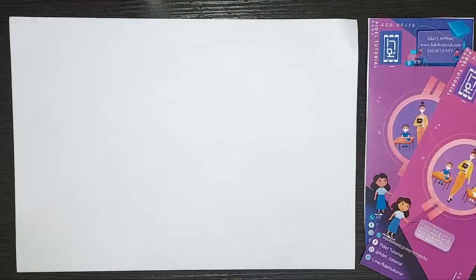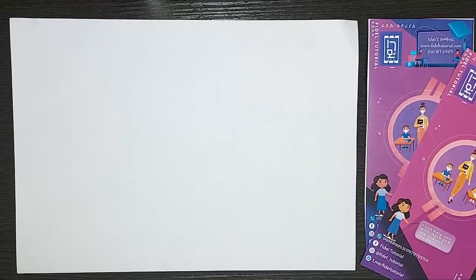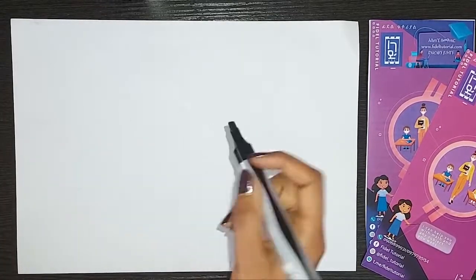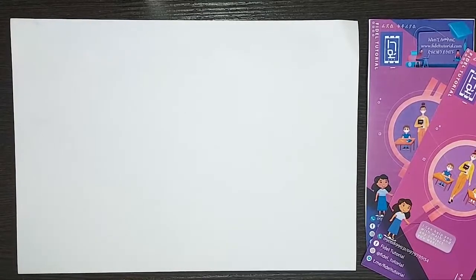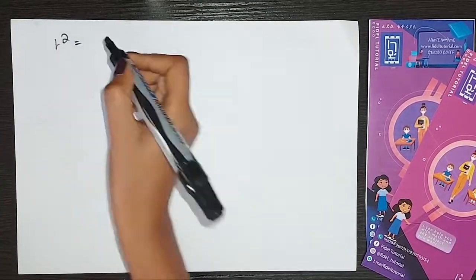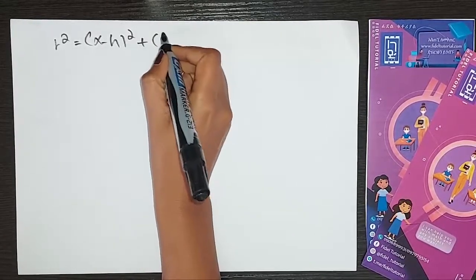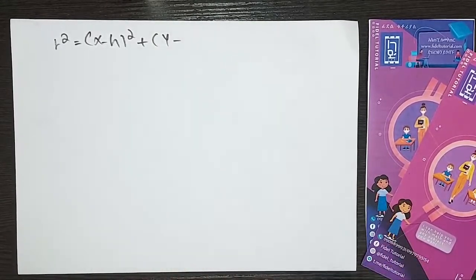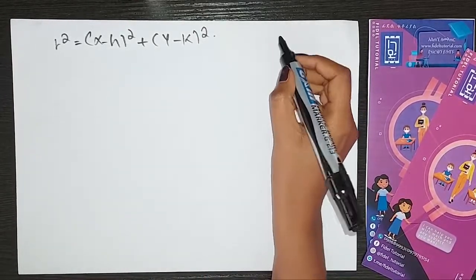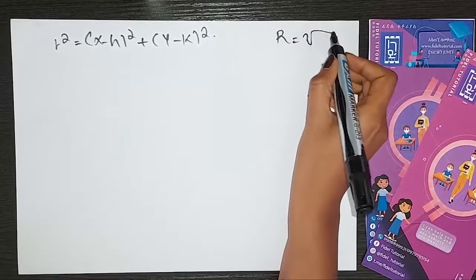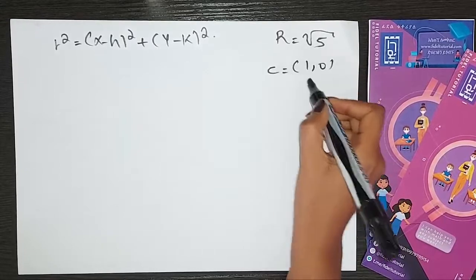ቀጥለን የምንሄደው አሁን ሬዲየሳችንን ከዛ ደግሞ ሴንተራችንን ስላገኘን ቀጥታ ወደ ኢኩዌሽን ኦፍ ዘ ሰርክል ነው የምንሄደው። ኢኩዌሽን ኦፍ ዘ ሰርክል is represented by r square is equals to (x minus h) square plus (y minus k) the whole square. ስለዚህ ሬዲየሳችን ቀደም እንደሰራ ነው ስኩዌር ሩት ኦፍ 5 ነው and the center is represented by (1, 0) which is h and k.